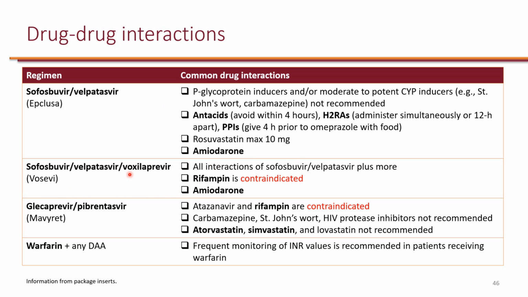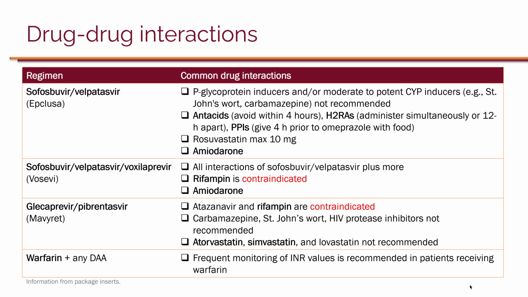Voxilaprevir is a protease inhibitor. Rifampin is a strong inducer of CYP3A and is contraindicated. For Mavyret, rifampin is contraindicated. Atazanavir is an HIV protease inhibitor, and that one specifically is contraindicated, whereas other HIV protease inhibitors are just not recommended. And one interaction that exists with all direct-acting antiviral agents is warfarin. Because all of them can affect warfarin, it's recommended to increase the frequency of INR monitoring. So that one is basically just managed by adjusting the dose of warfarin based on INR.